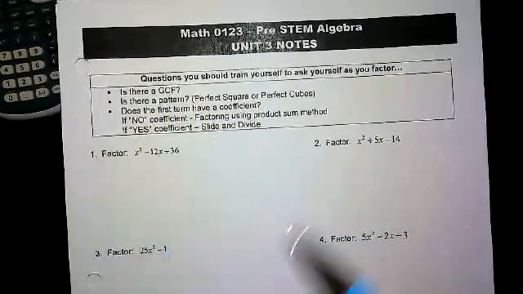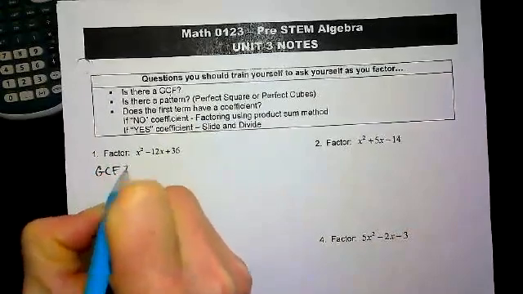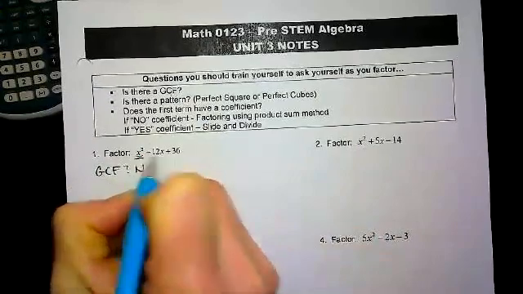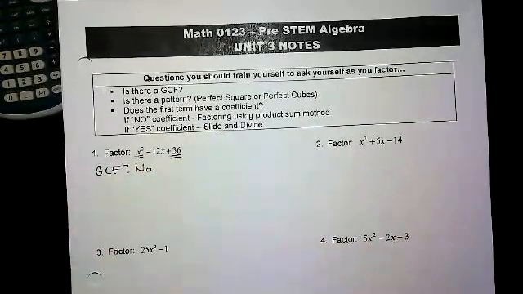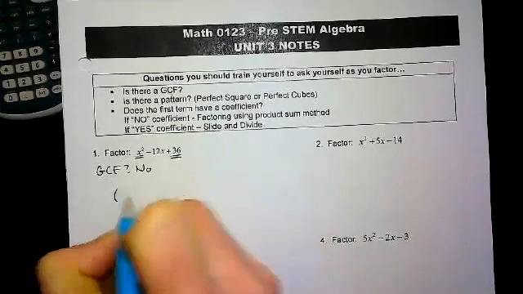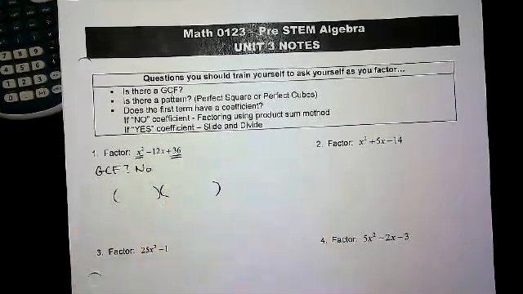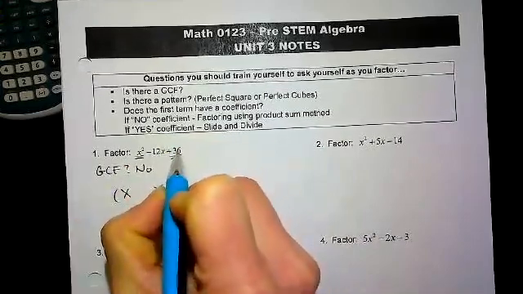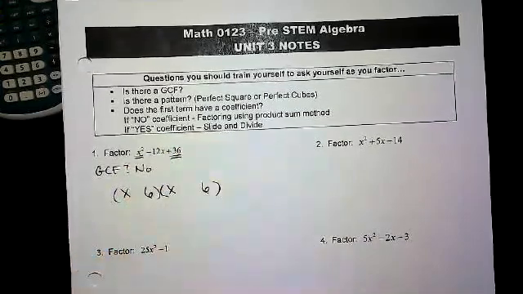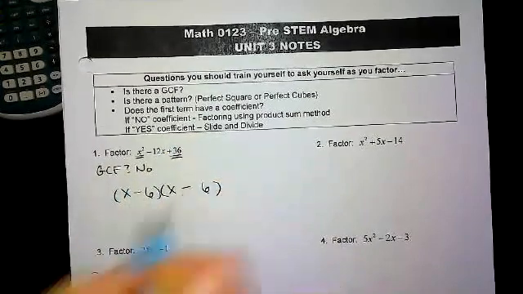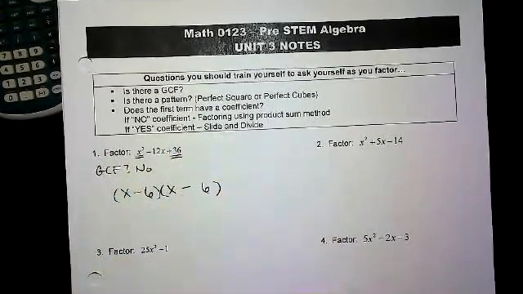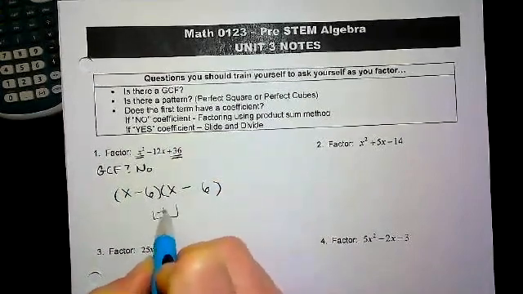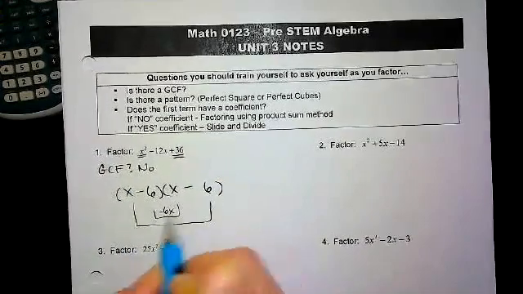So looking at number 1, is there a GCF? No. Is there a pattern? Are my first terms and last terms perfect squares? Actually, they are in this one. So we can try that pattern. Sometimes it works and sometimes it doesn't. X times X is X squared, and 6 times 6 is 36. My middle term is negative, so I could maybe use 2 negatives. If I factor it that way, would I get that middle term of negative 12x? So this would be a negative 6x for my middle term and a negative 6x.